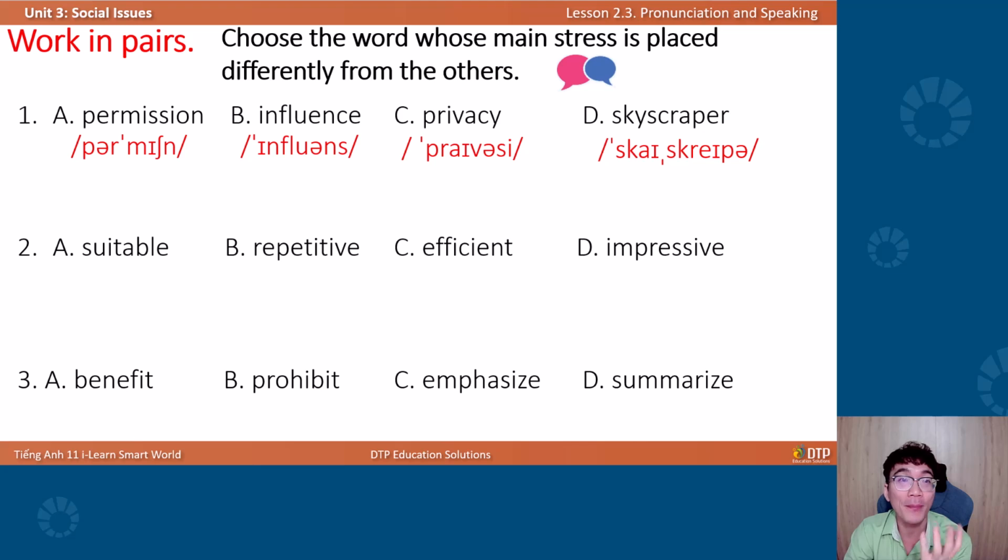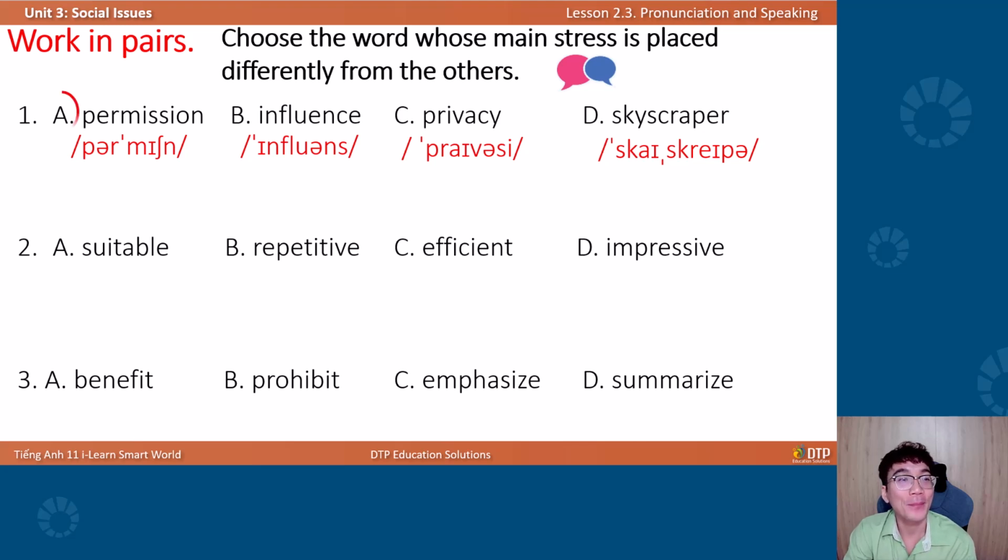How about this one? B. Influence. Influence. How about number C? Privacy. Privacy. And D. Skyscraper. Skyscraper. You see? A, second syllable. B, first syllable. C, first syllable. And D, first syllable. So you will choose A.